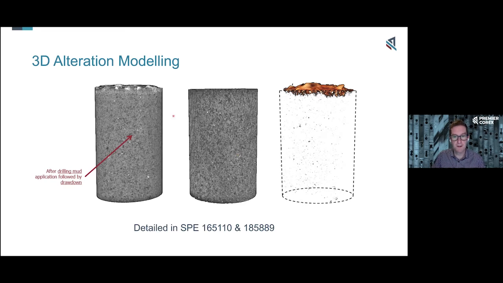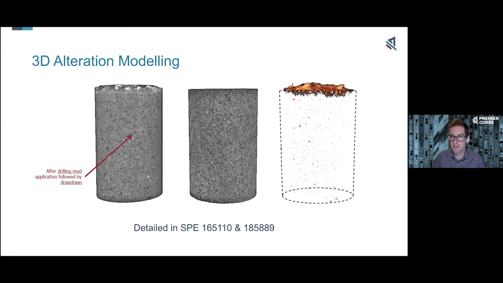So the middle image here is the before case at reservoir saturation. We've then done a core flood study on this one. You can see there's a mud cake sitting on the outside, but we can't see inside. What we do with this 3D alteration modeling technique is lay the two data sets on top of each other and then computationally and algorithmically line them up and compare every point before and after to look for the differences. This is basically looking for where the change and the damage is in the reservoir.